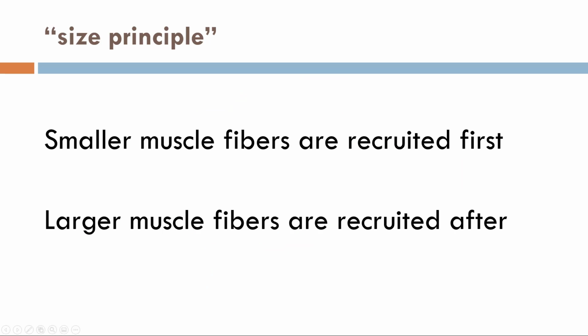The other principle is the size principle, and we haven't talked about it yet. You have different size muscle fibers, each with different physiological properties. So you have smaller muscle fibers. These are always recruited first. And you have larger muscle fibers that are recruited after. And there's a very specific order. That's what the size principle is: smaller muscle fibers are recruited before larger muscle fibers.